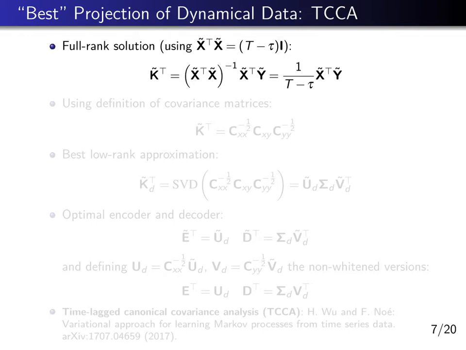So that means this factor, this matrix X transposed X inverse, simply disappears, and all we are left with is X transposed Y normalized by the number of time steps, so 1 over capital T minus tau. So this transition matrix, K tilde, so that's the optimal product of the encoding and decoding matrix, which minimizes the regression error or the prediction error of the time-lagged data.